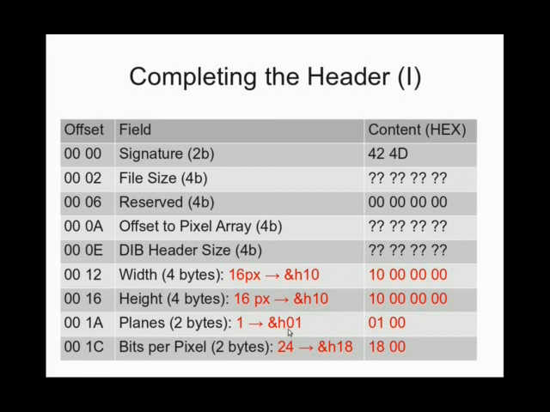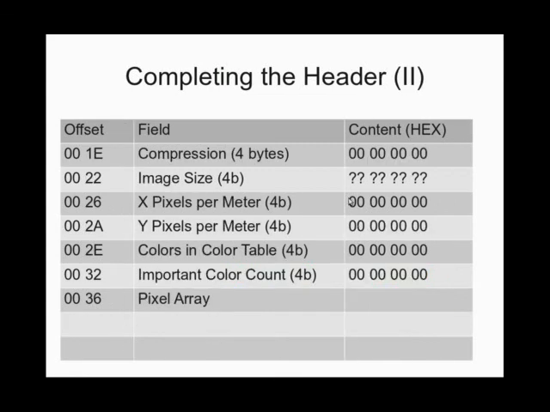We will represent each pixel using RGB notation, so in the file it will be saved as 1800. We will use no compression, so for the moment we will leave the image size as question marks. We will write 0 for the rest of the fields in the header, and then we are going to start with the pixel array.